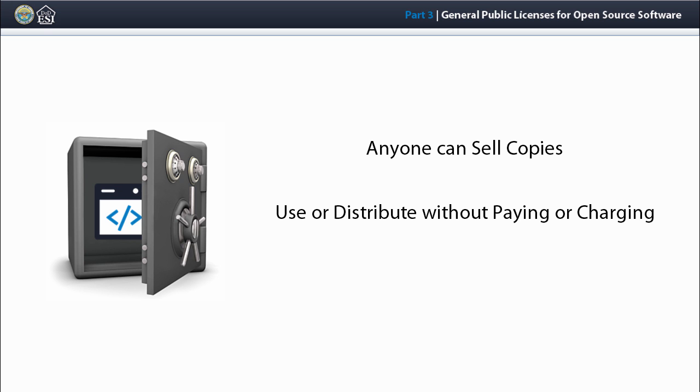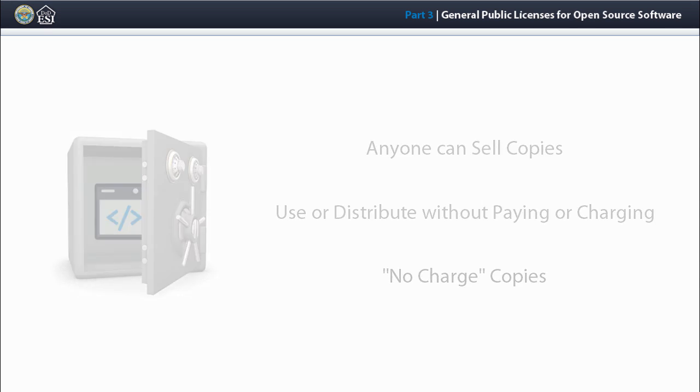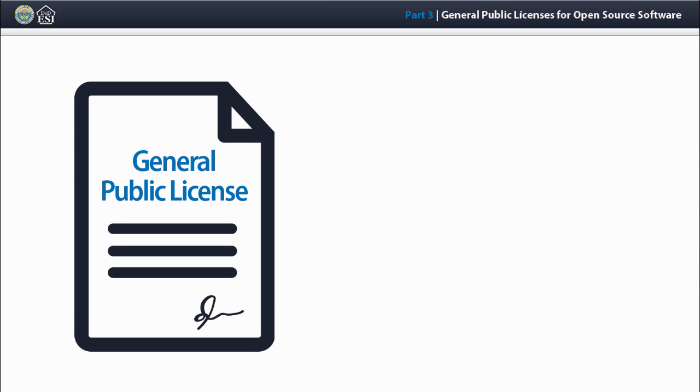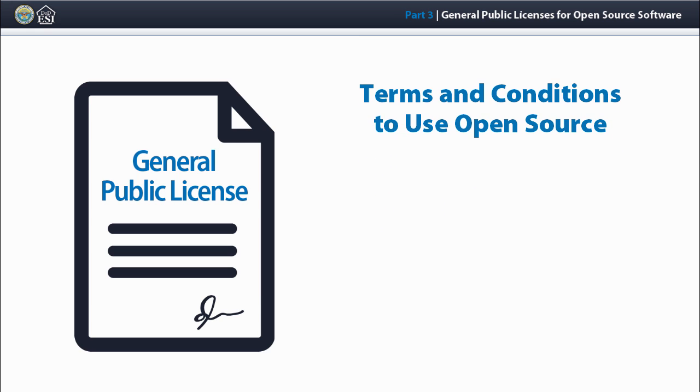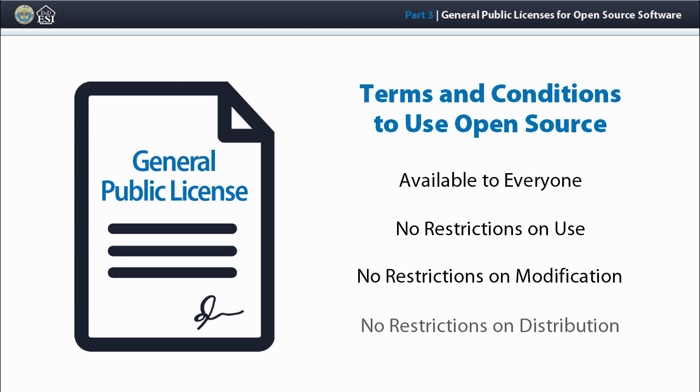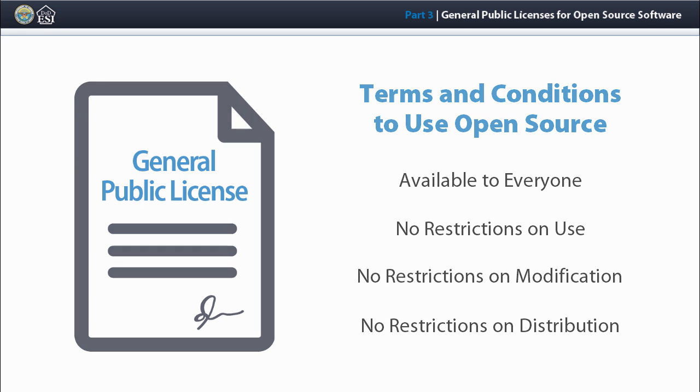Since the GPL requires that everyone is free to use or distribute the open source, it is highly possible to get a no-charge copy from someone. In conclusion, GPLs provide a set of terms and conditions for anyone who wants to use open source. It helps proliferate open source and the guiding principles of those who believe software should be available to everyone without restrictions on use, modification, and distribution.